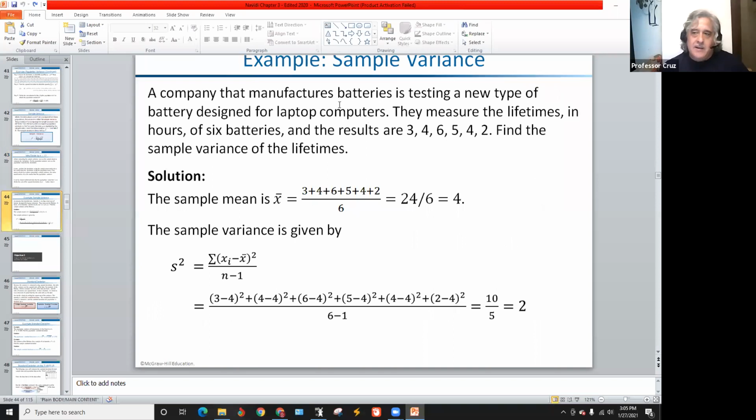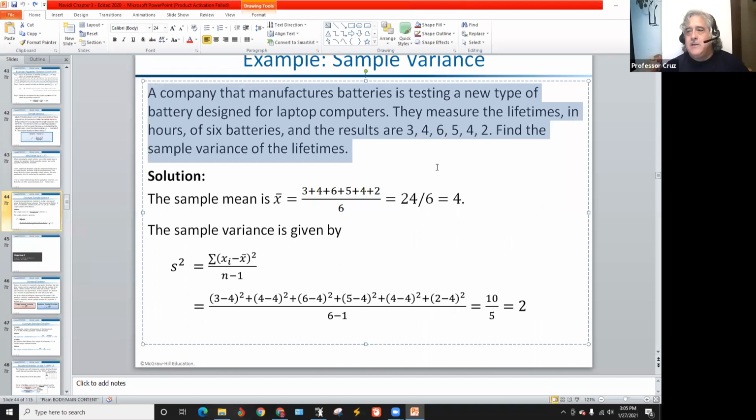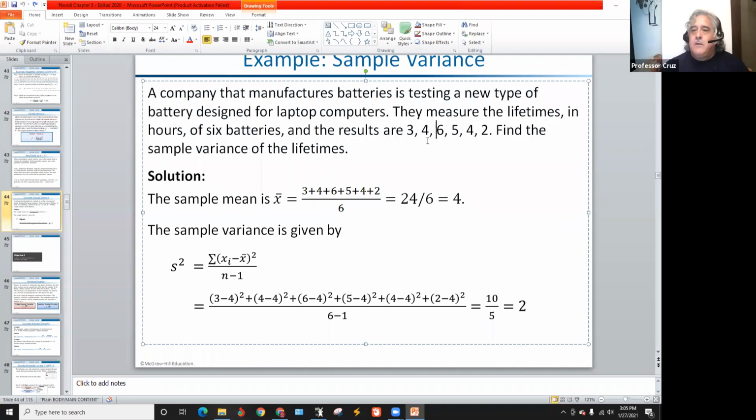All right, so here we have a sample. Now look at why we know it's a sample. It says a company that manufactures batteries is going to test a new type of battery designed for laptop computers. They measure the lifetimes in hours of 6 batteries. In other words, they produced them and pulled 6 of them out at random to have a random sample. This was the lifetime of each battery. And they even say, find the sample variance. So that's how we know to divide by n minus 1.